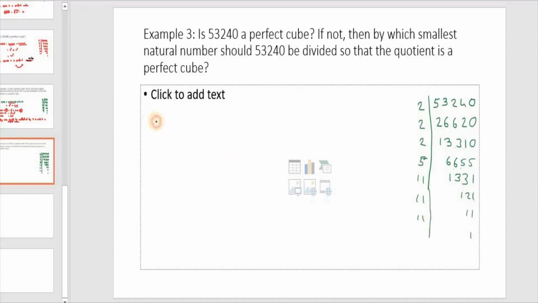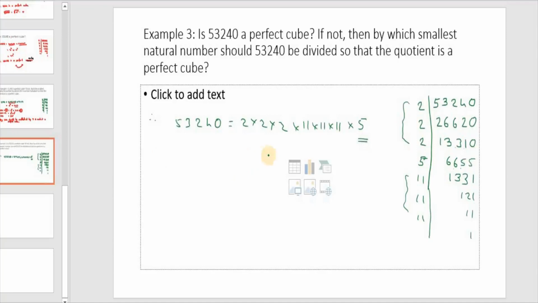So therefore, 53,240 can now be written as, you see, we have 3 times 2, 2 into 2 into 2. We have 3 times 11, 11 into 11 into 11, but the number which is alone is only 5.